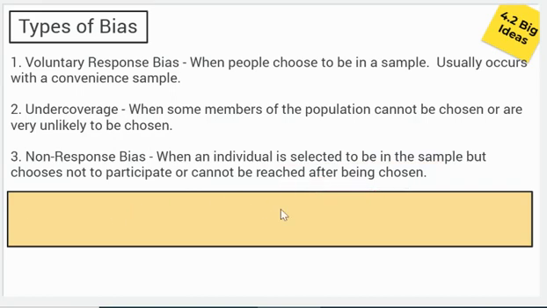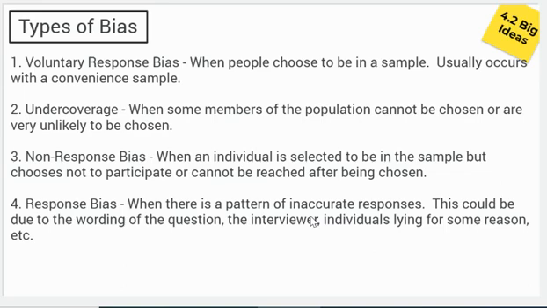So then we've got our last type of bias, and that is response bias. Now, response bias occurs when there's a pattern of inaccurate responses. So the responses themselves are just not true, and we see an inaccurate pattern of responses. This could be due to the wording of the question.